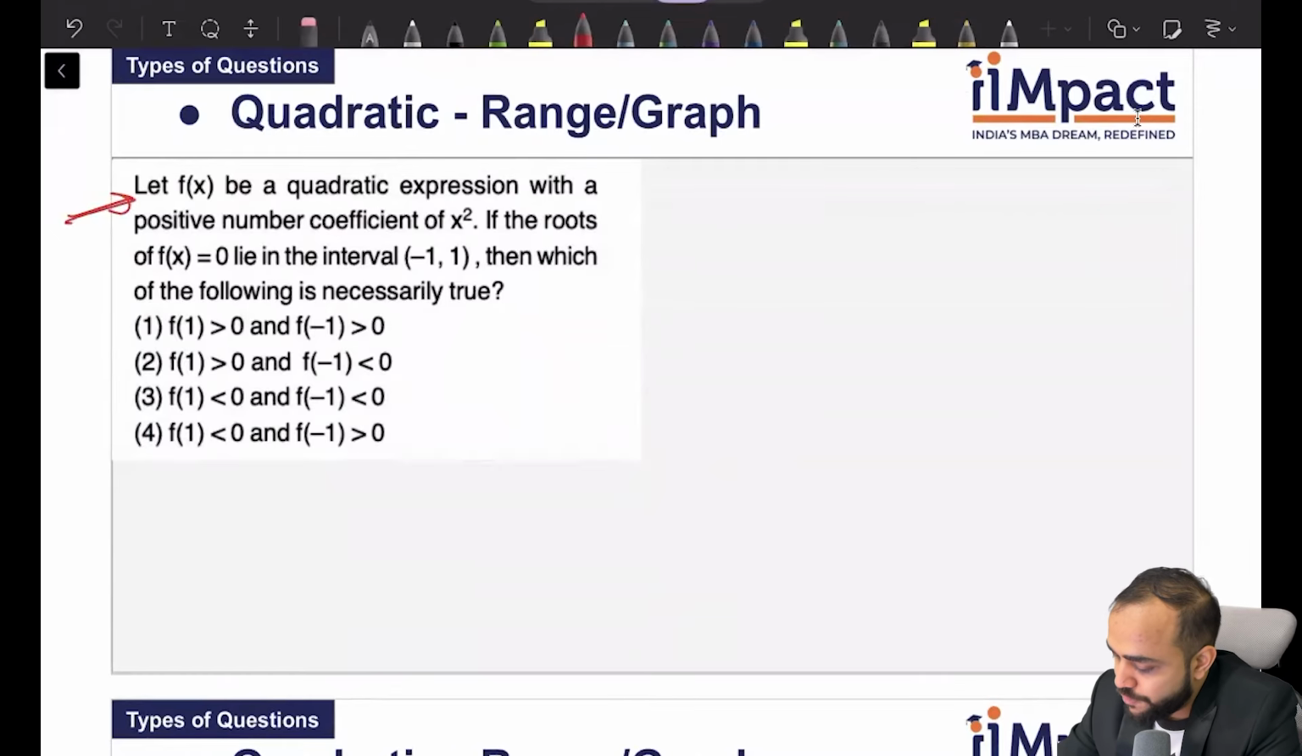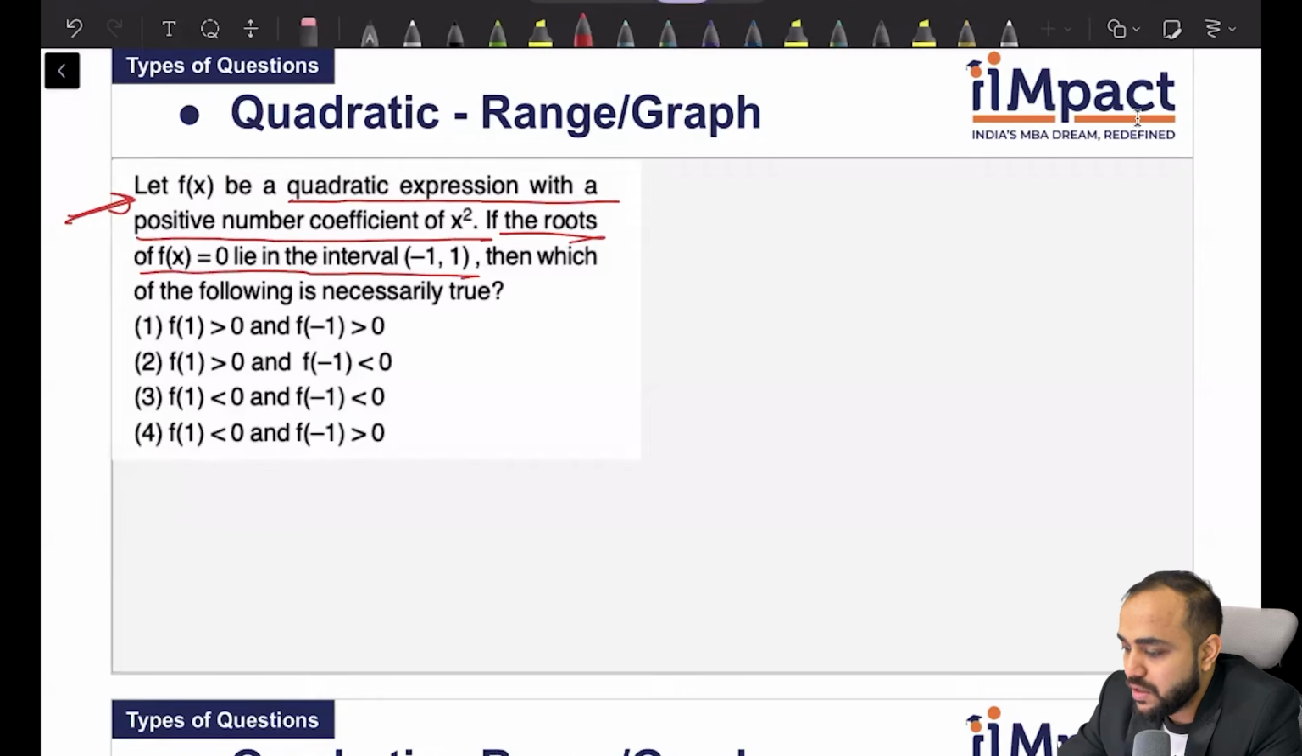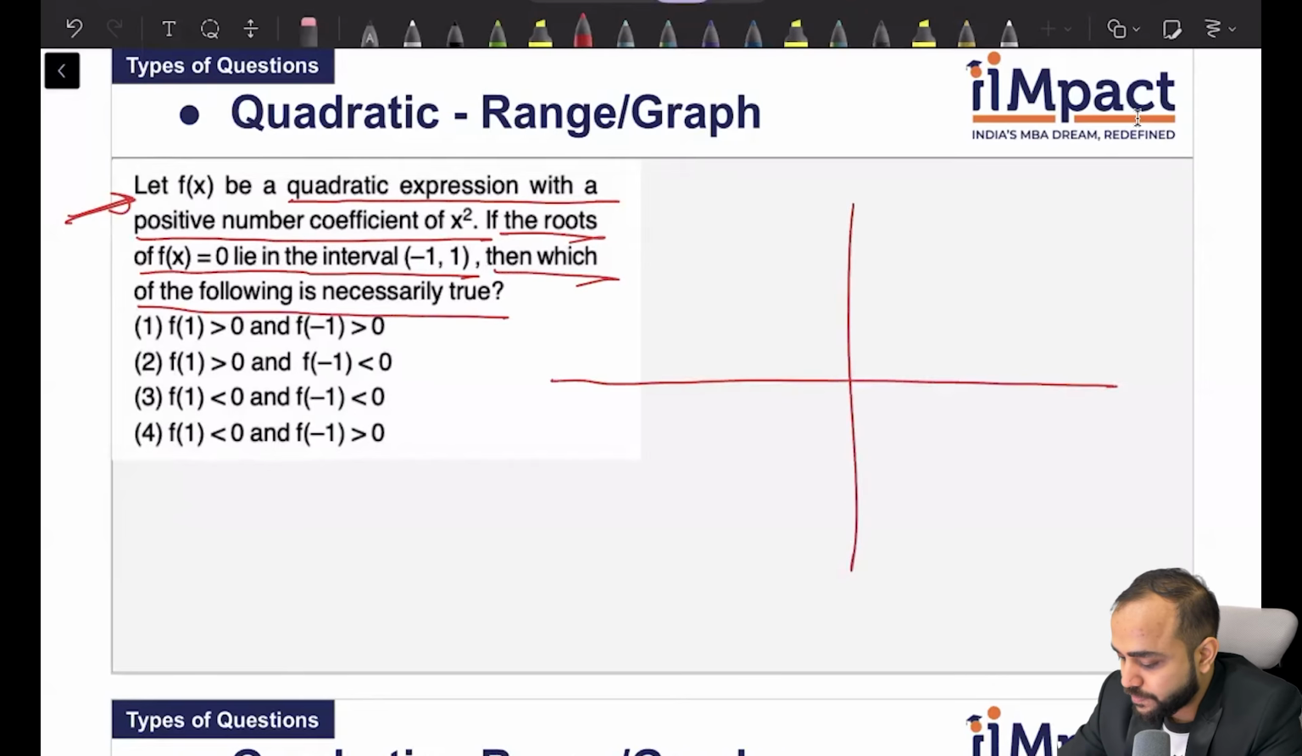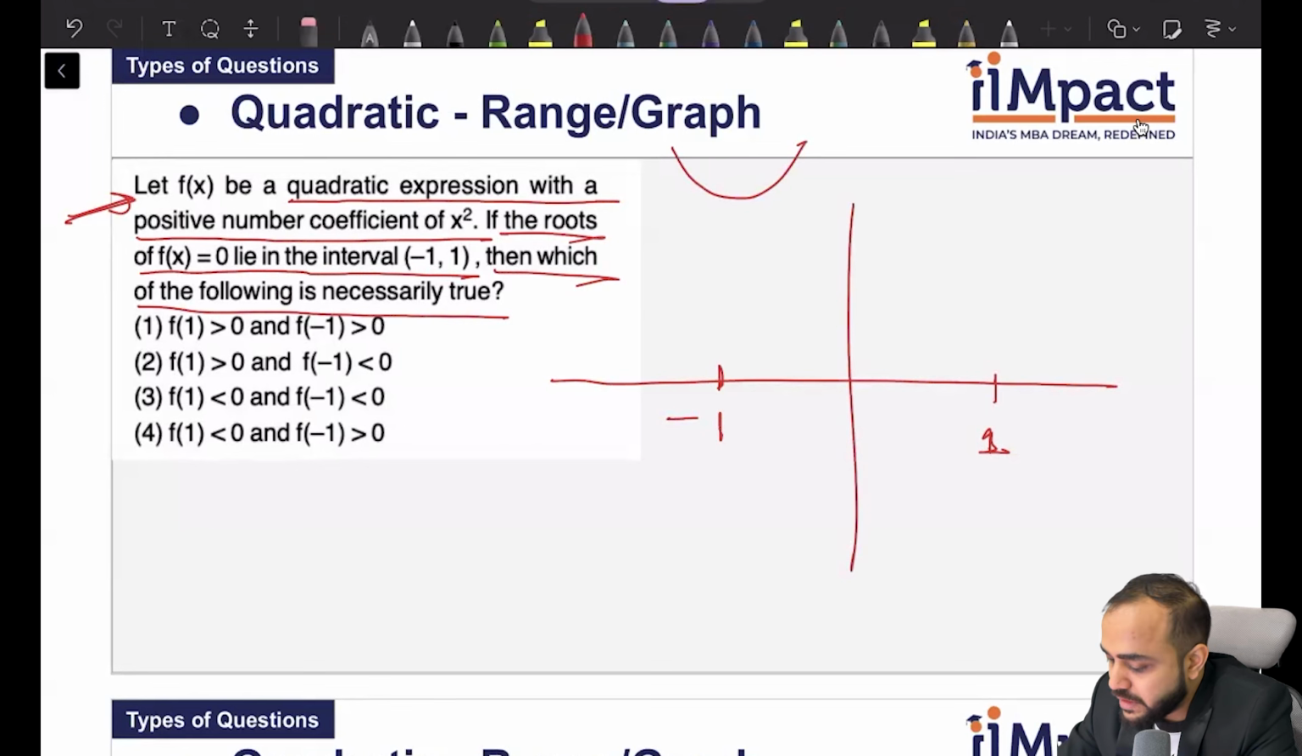Okay, f of x is a quadratic expression with a positive coefficient for x square. What have they given me? a greater than 0. If the roots of f of x equal to 0 lie in the interval minus 1 to 1, then which of the following is necessarily true? This is minus 1, this is 1. The parabola is going to be upward facing. Now, are they talking about one root or are they talking about both the roots? Both the roots, right? Both the roots are lying between minus 1 and 1.